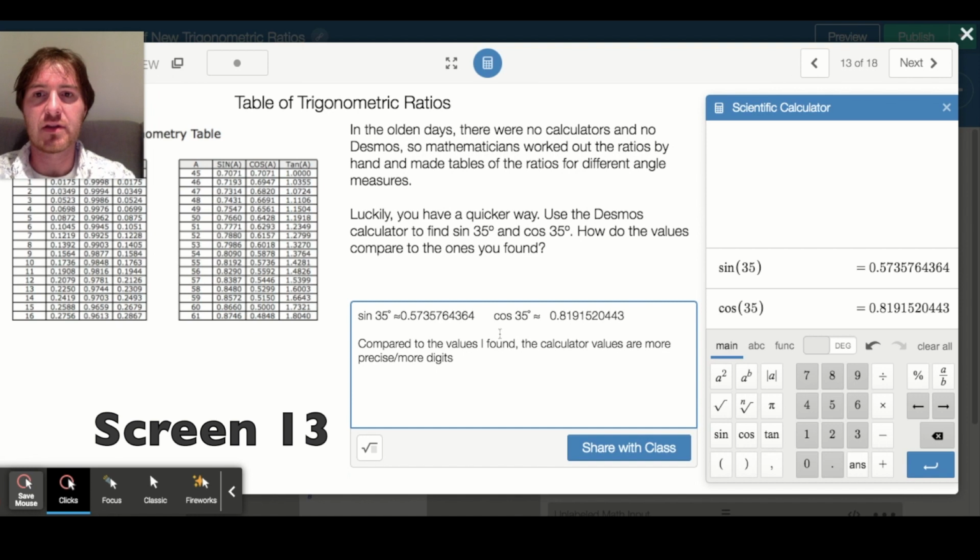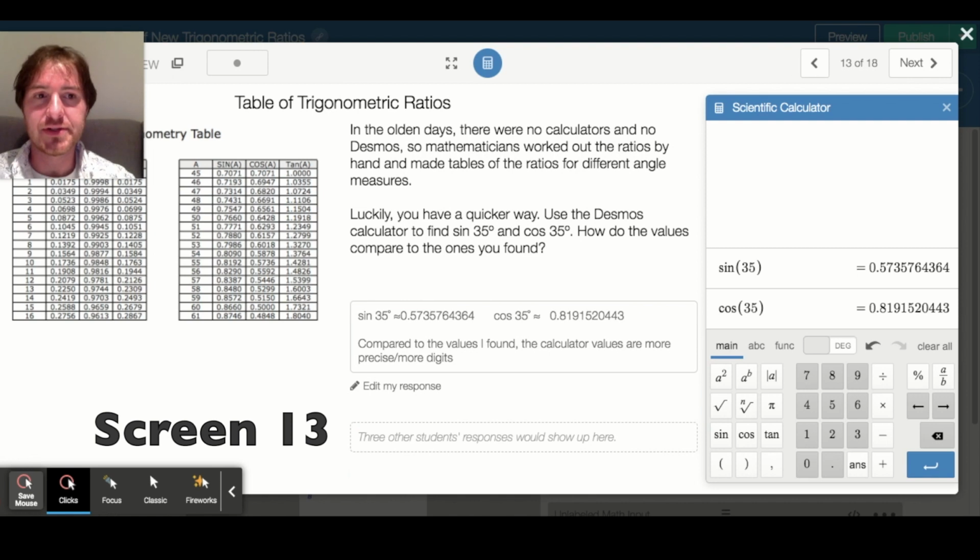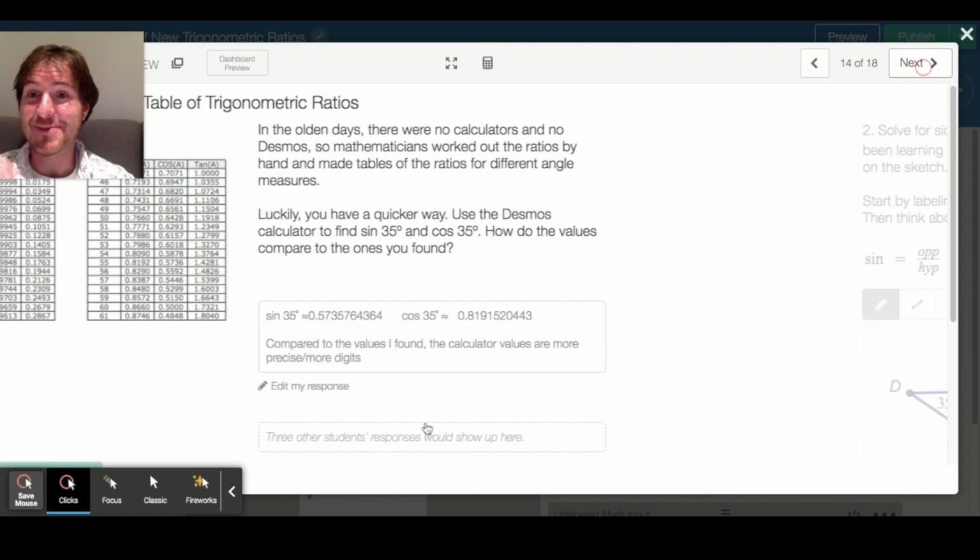We get more digits than a table, right? A trigonometry table, obviously, to save space, doesn't show all these digits. It's a little bit less precise, okay? It's more rounded, okay? So anyways, you get to see some of your classmates' answers, which is kind of nice here too.